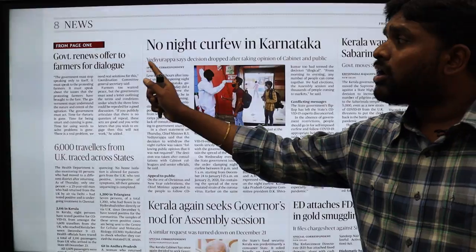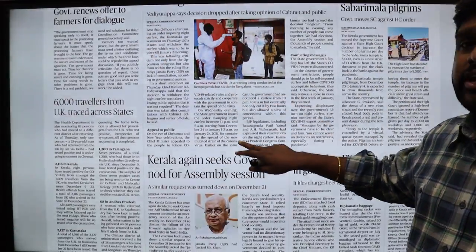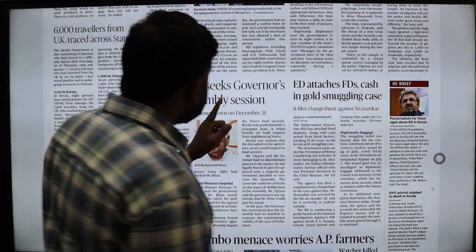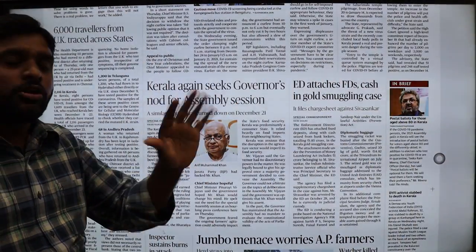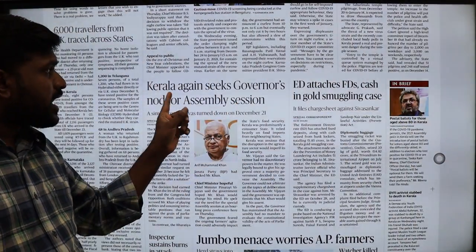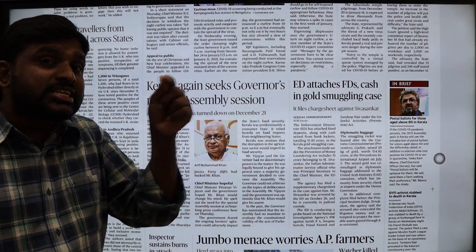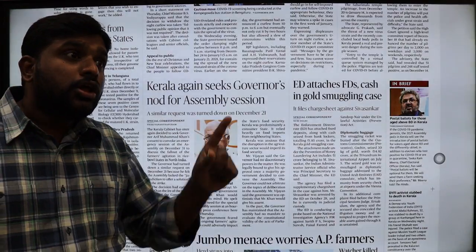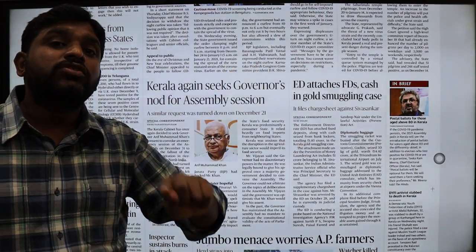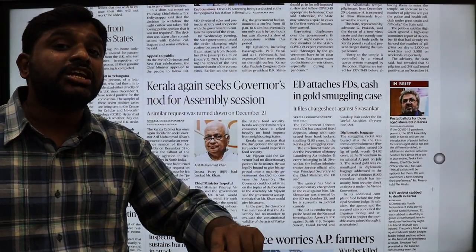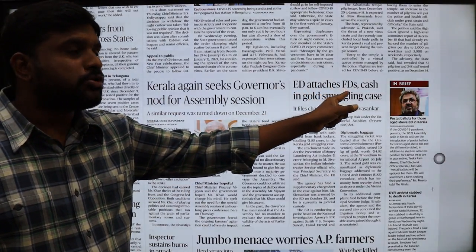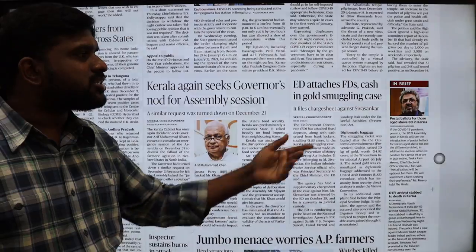Not required. Government renews offer to farmers for dialogue, not required. 6,000 travelers, not required. Kerala again seeks governor's nod for assembly session. But you have to understand it from the polity point of view. Why is the Kerala government asking for the governor's nod? Polity point of view means the running and the procedure of the state legislature, that you have to understand here. Enforcement attaches fixed deposits, cash in gold smuggling case, not required.